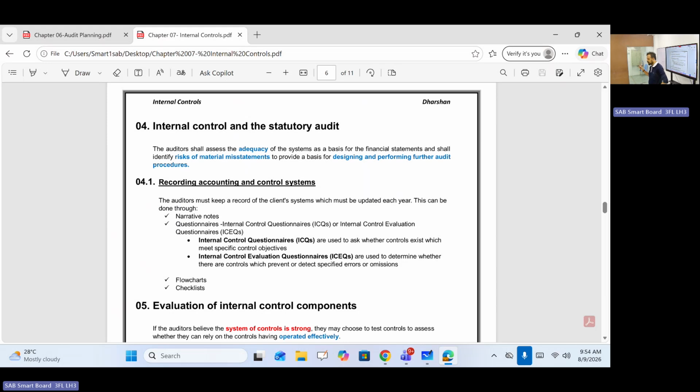This test of control. Test of control means, as I told you in the last class, remember, why controls are important. Because the auditor has been given 2 options. One is substantive procedure, another one is test of control. Because what is our final objective? We should be satisfied that there is no material misstatement here. In a large organization, we rely on controls for the final objective. There is no material mistake.